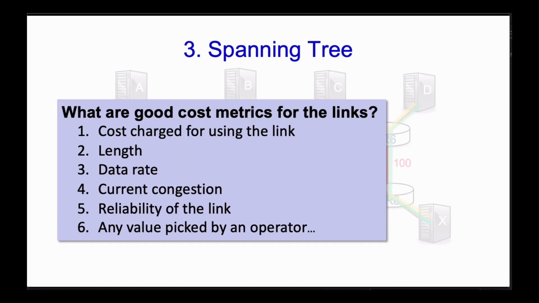You may be wondering what are good cost metrics for the links. In general, we have many choices. We could pick, for example, the cost that we are charged for using the link. Network operators charge customers to use their network and could potentially charge more for using certain links, such as those going underneath an ocean or over a satellite link. The cost could be based on the length of the link. We might do this to encourage use of the shorter paths. Or the cost could be based on the data rate to encourage us to use the faster links. Or it could be based on how congested a link is right now, or how congested it tends to be at this time of day. It could also be based on the reliability of the link. If we know, we might prefer to use more reliable links whenever possible. In fact, it can be based on any value picked by the owner and operator of a network. But note that if we assign the same cost to every link, then the shortest path spanning tree is the same as the lowest cost spanning tree.